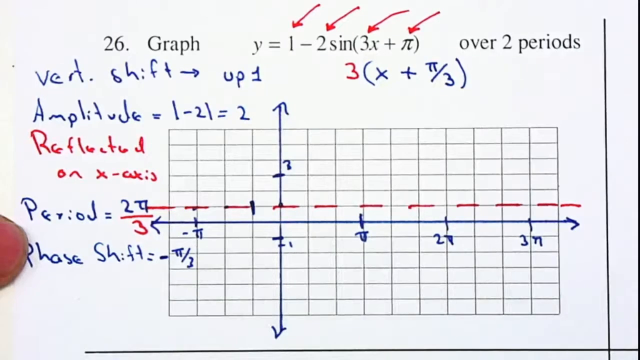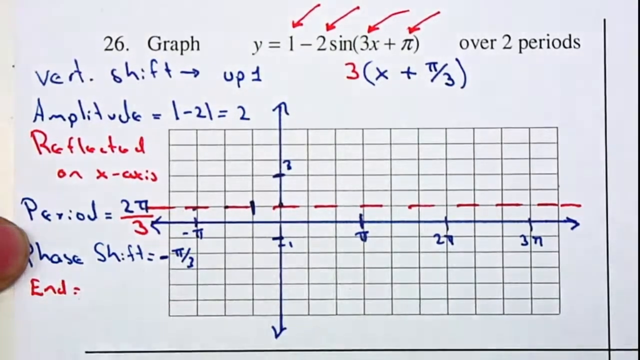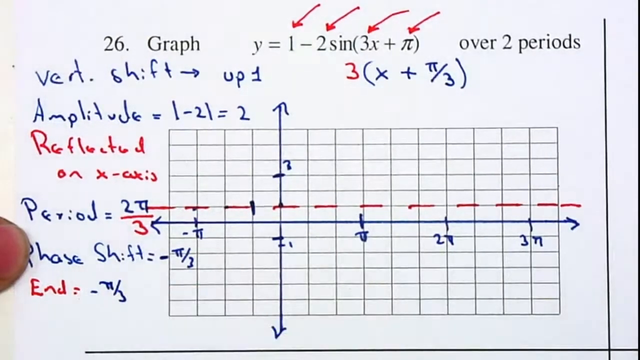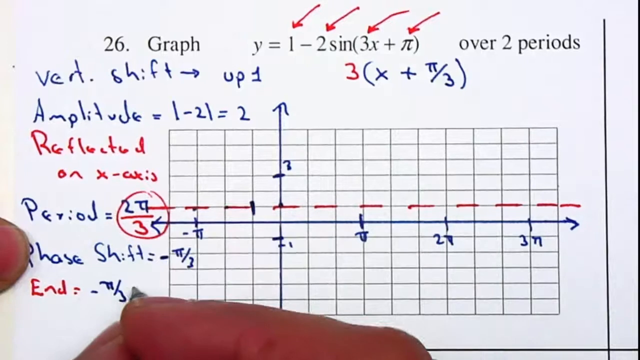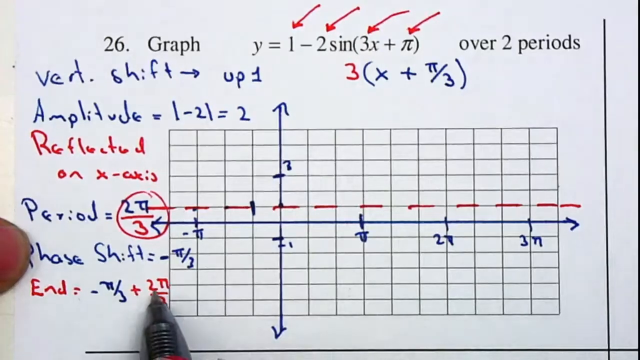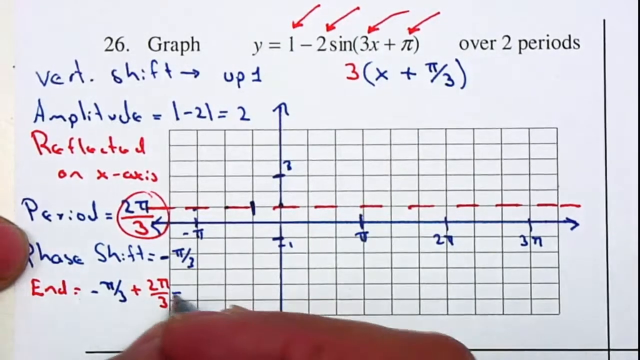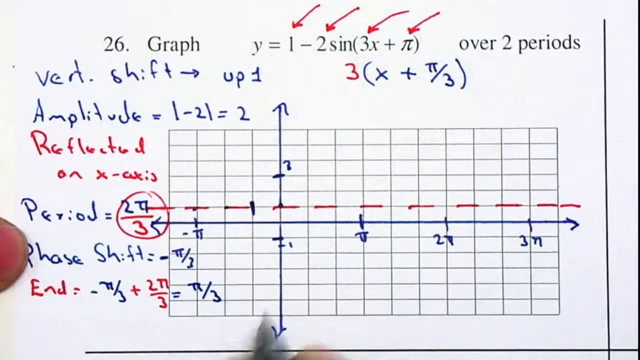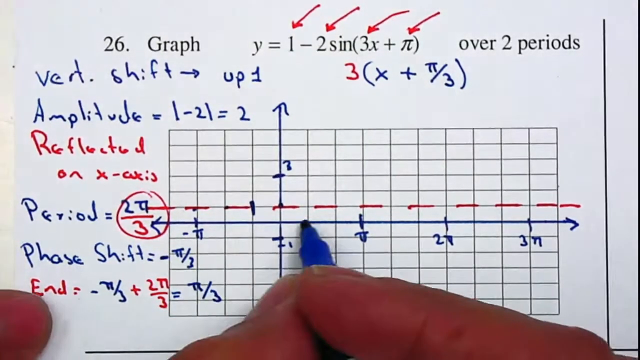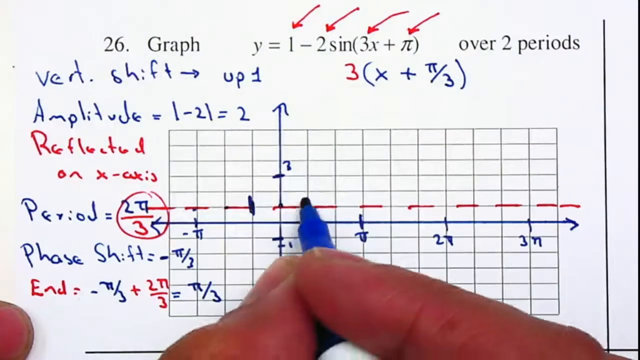Now we need to find out where we're going to be ending. To find the end, we're going to take our beginning, which is negative pi over 3, and we're going to take our period, and we're going to add it. That is the length of the period. So we're going to add to your beginning your whole period, and they have the same denominator, so that will give us pi over 3. So therefore your end will be pi over 3. This is 1/3, 2/3, 3/3, so therefore this will be your end. This is your beginning, and this is your end.